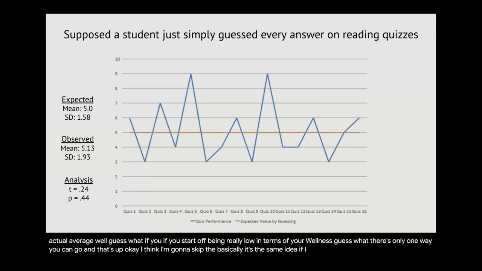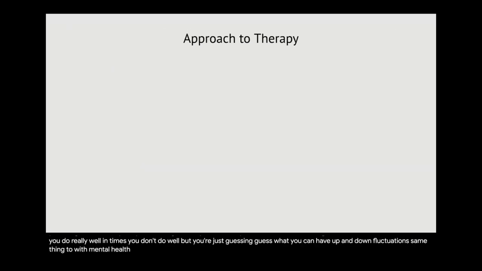If I gave you a quiz and I just asked you to keep guessing, well, guess what? There are going to be times when you do really well and times you don't do well. But if you're just guessing, you're going to have up and down fluctuations. Same thing too with mental health awareness, which is regression to the mean. Why are you going up or down? Well, it just means that that just happens sometimes.